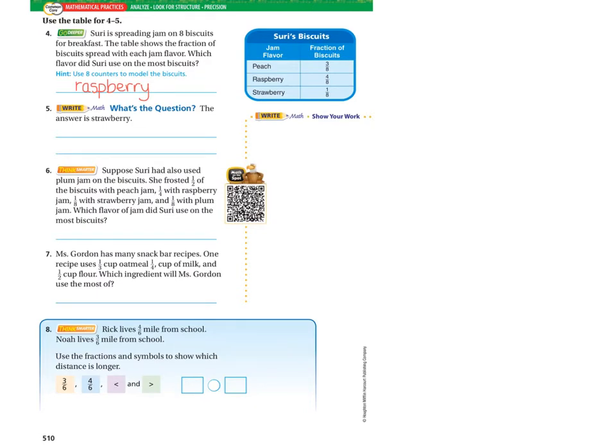The first thing we want to do is look at the fraction of biscuits that have each flavor of jam. So we are looking at these fractions, and we want to decide which of these fractions is the biggest. So which fraction is the biggest? To do that, we could do one of two things. We could use the fraction tiles. You may help yourself to those at any time, or we could use cross multiplication. Let's try using both strategies.